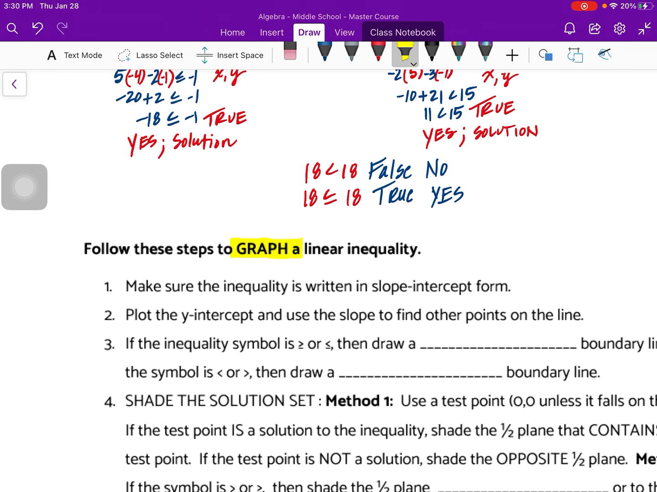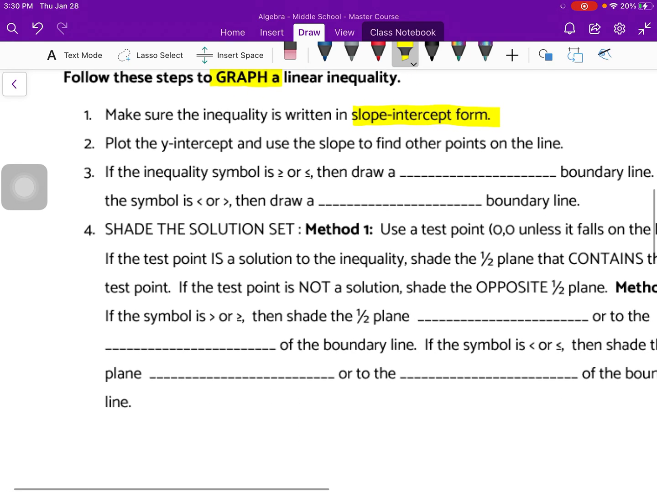So first of all, it says make sure the inequality is written in slope-intercept form, and that's because we're going to be graphing lines. So we want to be able to clearly see the slope and the y-intercept, and as we explained in number 2, that's what you're going to use to graph your line. You first plot your y-intercept, use your slope to find other points on the line, and then from there, we're going to decide, just like we explained in number 3, what kind of line we want for our boundary line. Our boundary line is what separates the two halves of the coordinate plane.